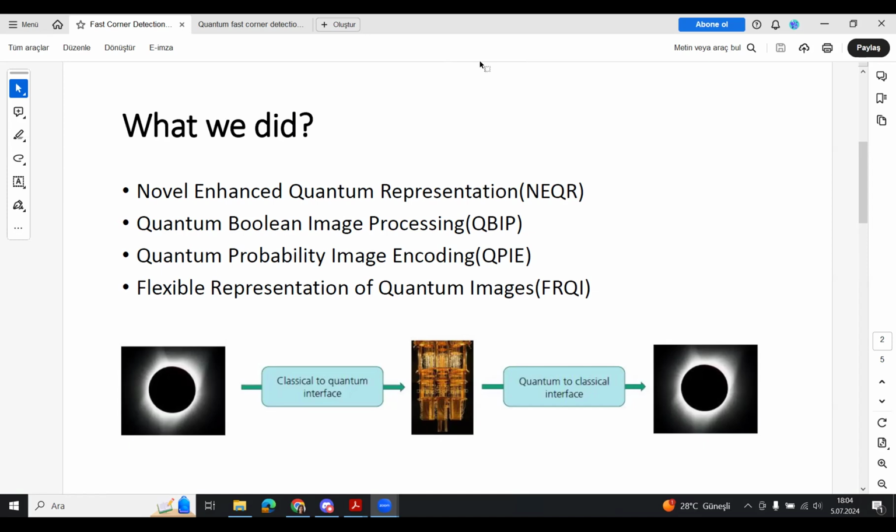So I tried to implement the FRQI technique, the flexible representation of quantum images, which is a technique that uses the least amount of qubits, which is good in terms of efficiency. But it's not good because it's also the least accurate among the other techniques, and it can also be hard to recover the original image in this technique.